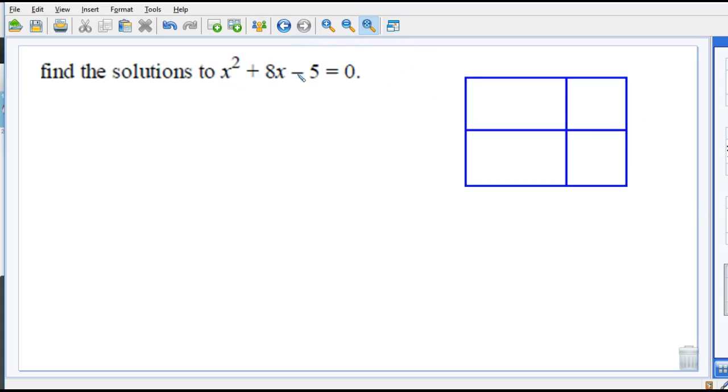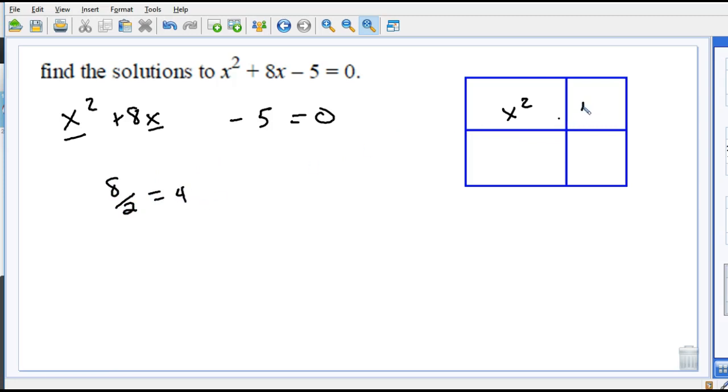Find the solutions to x squared plus 8x minus 5 equals 0. So I've got x squared plus 8x, and then this minus 5 equals 0. Since I have two terms that have x's in them, that makes it really hard, right? So I'm going to try and make this into some sort of square. So I have this x squared, and I have 8 x's that have to go in this box. If I want this to be a square, which reduces the terms that have x's in them from 2 terms to just 1, I have to have these be the same. So I take 8, divide it by 2, and I get 4. So that means this one should be a 4x, and this one should be a 4x.